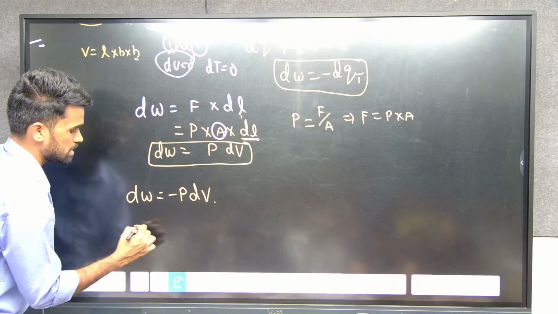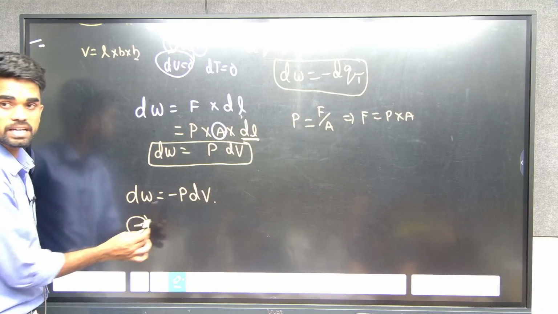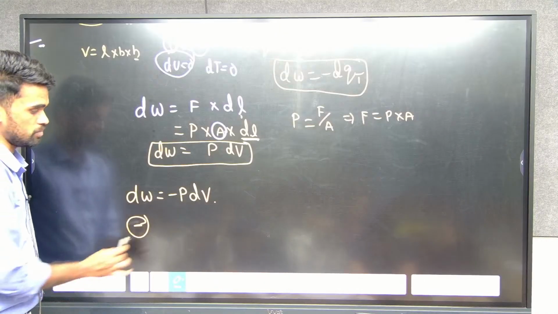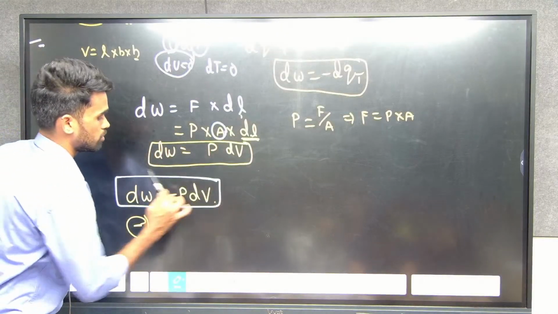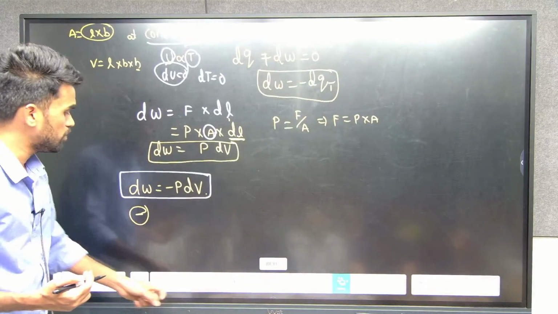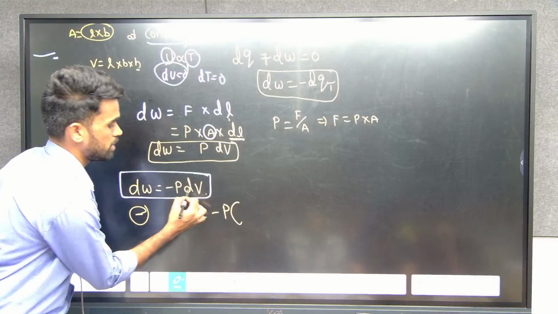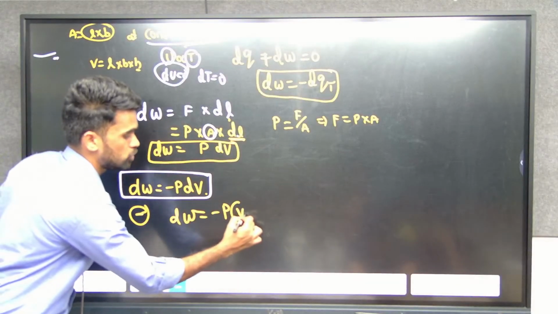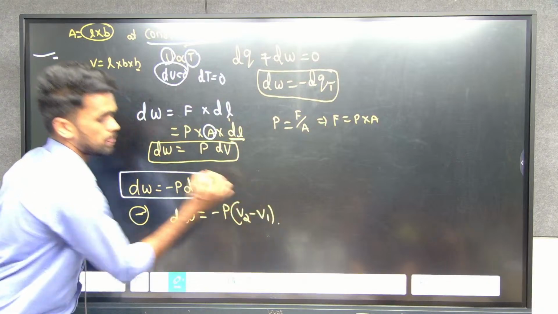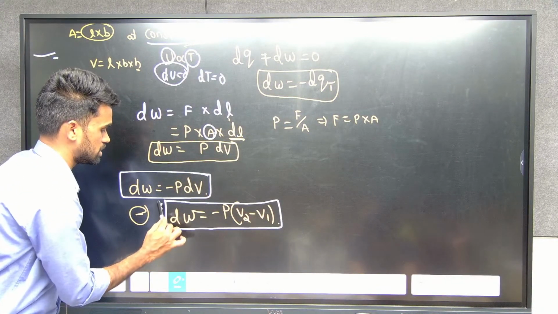So what does this minus indicate here? Work done by the system. So this is the final formula you should remember for work done. Okay. So now dV means what? Change in volume, like V2 minus V1. Okay. So when you are doing the numericals, it will be useful. You just write this as it is.